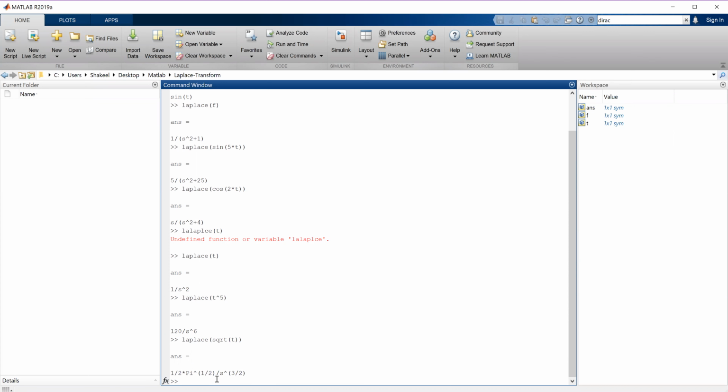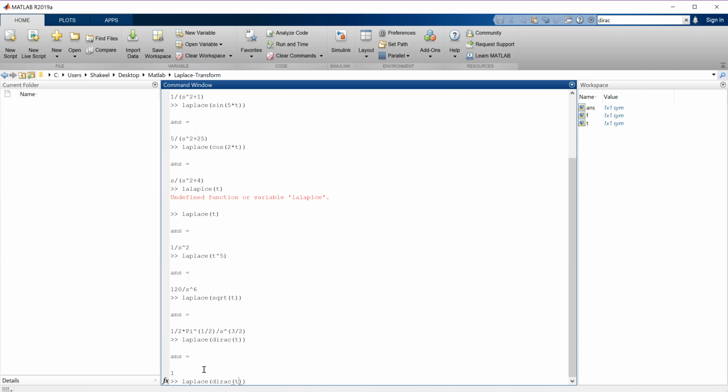In the same way we can determine the Laplace transform of the impulse function. We know the Laplace transform of the impulse function is 1. The delta function in Matlab is written as dirac. If I say dirac of t, this simply means delta t. This will give me the Laplace transform of delta t, which is 1.